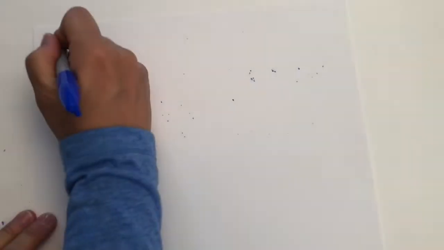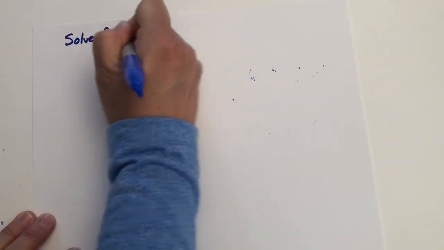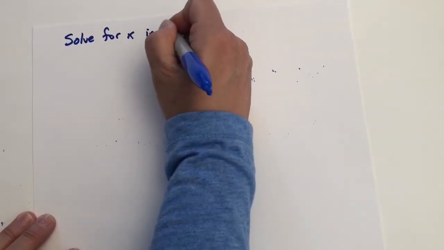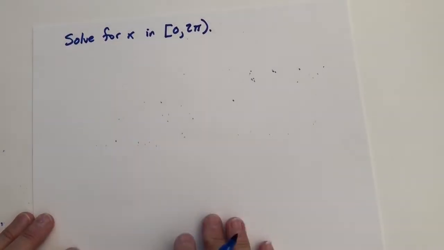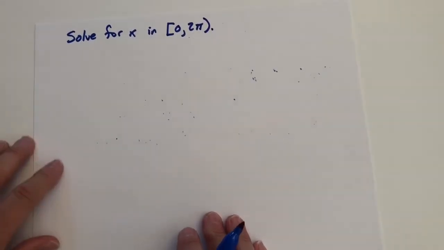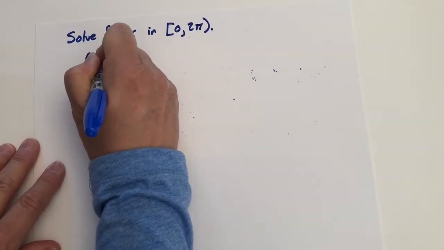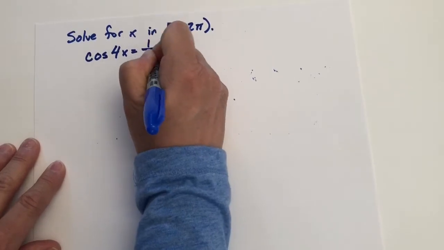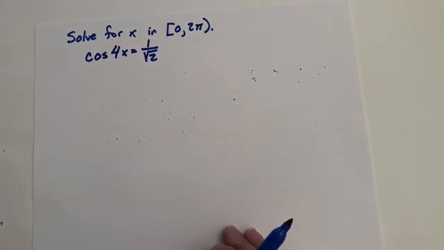For our next equation, let's solve for x in the interval 0 to 2 pi. So just within that first rotation. And we're going to solve a multiple angle trig equation this time. We're going to solve cosine of 4x equals 1 over the square root of 2. And there are a couple of different ways to solve it. I'm just going to do it one way.